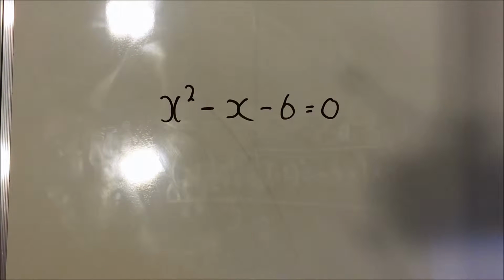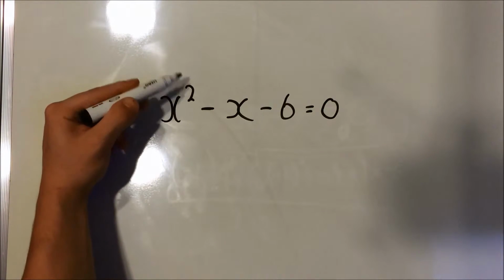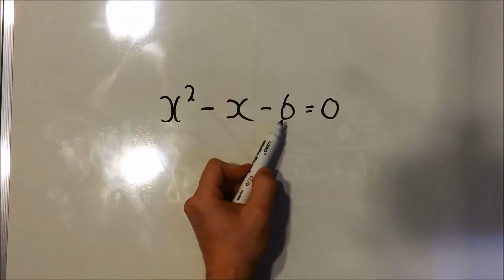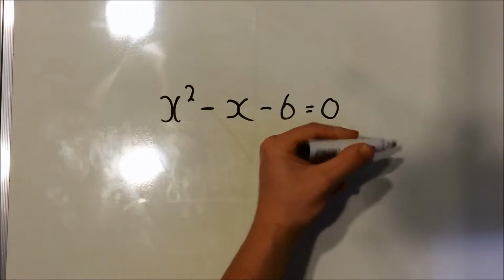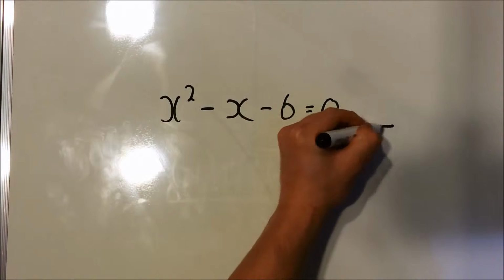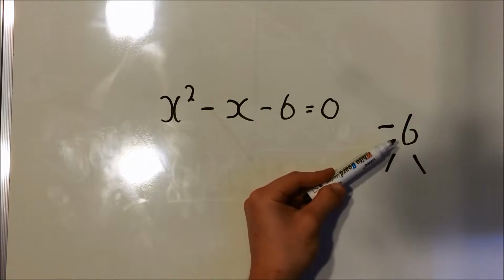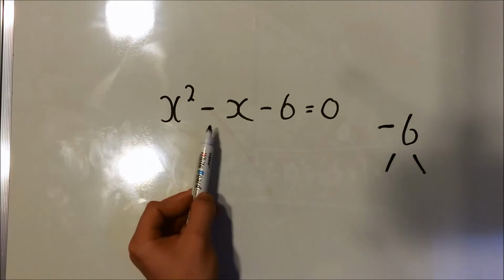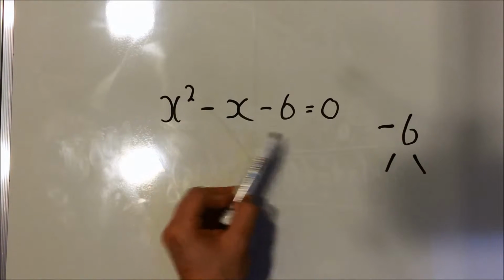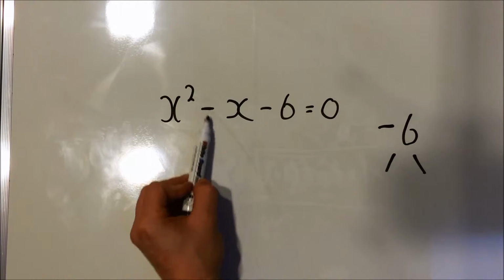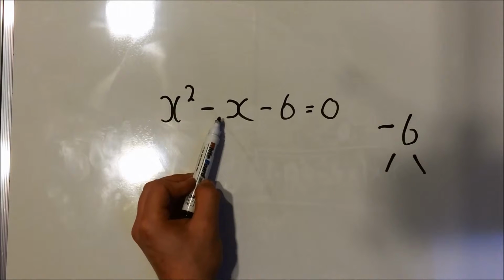So, the first method of doing it is you multiply the number before this x squared with the last number, so in this case it'll be 1 times minus 6. So, if we write minus 6 here, you then write what multiplies together to give you minus 6 and adds together to give you minus 1. It always adds together to give you the coefficient of this letter. So in this case, you need it to add together to get minus 1.